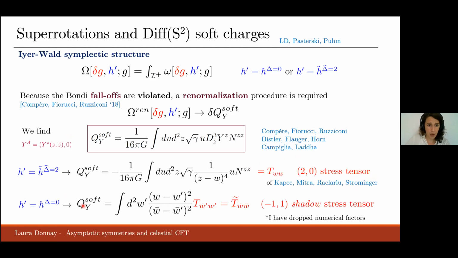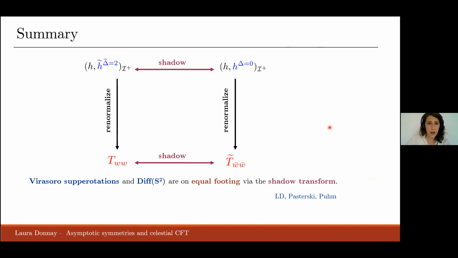Now the other Goldstone mode, where delta equals 0, gives us what we have called the shadow stress tensor. This is precisely the shadow operation in 2 dimensions of a 2D stress tensor, and it has weight (-1, 1). So in summary, the shadow transformation commutes with the normalization procedure.